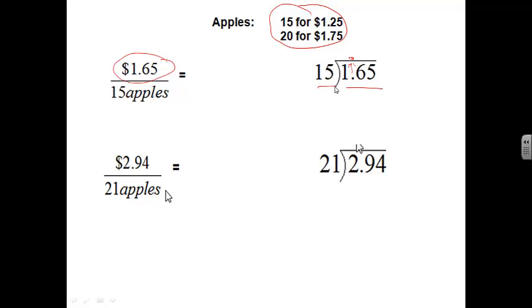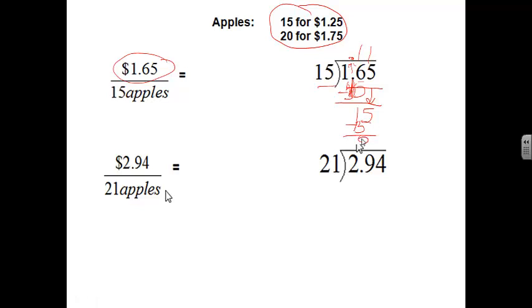Okay? So how many times does 15 go into 16? One time. Okay? Break it down. Oops. Supposed to put my 5 there and this would be a 1. Okay? So 16 minus 15 is 1. Bring down your 5. So how many times does 15 go into 15? One time. No remainder. So we're lucky this time.